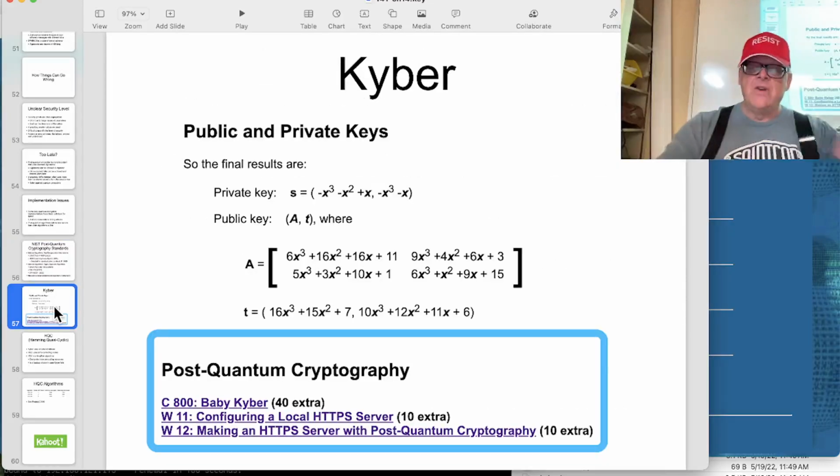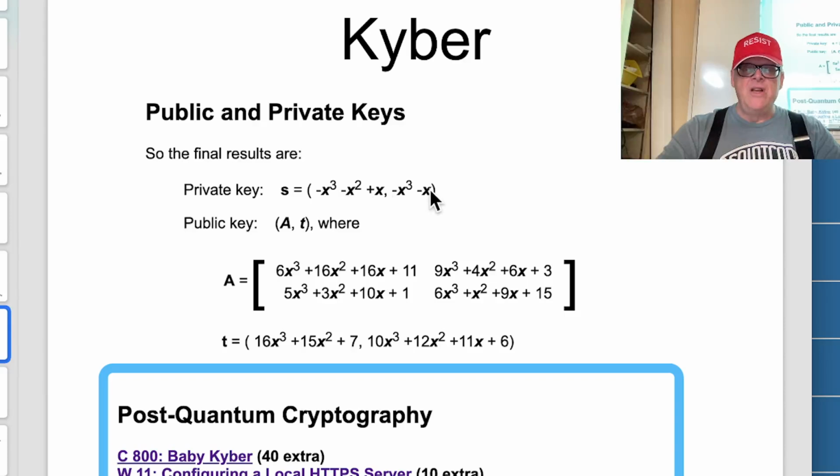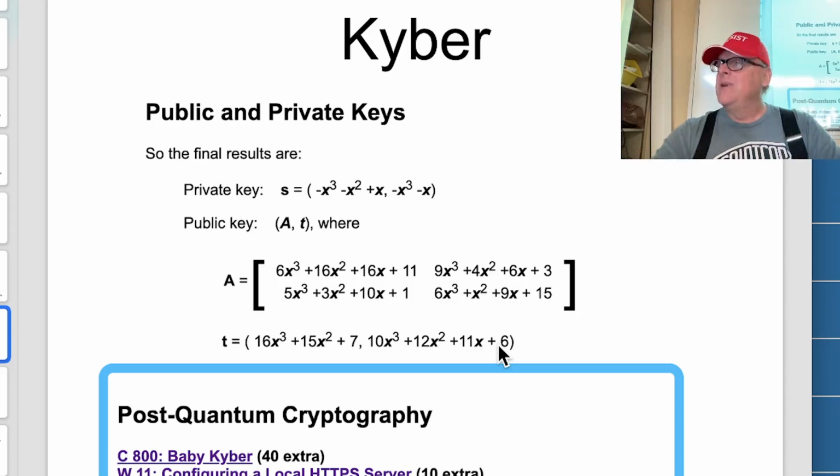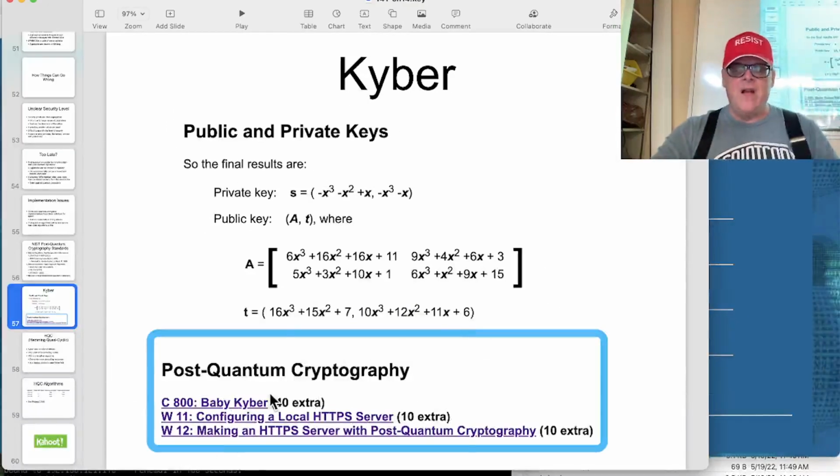All right, and so Kyber looks like this. You have these matrices of polynomials. And so your private key is just a polynomial of small parameters like this, x cubed, x squared, and x, and then another term, x cubed minus x, a vector with two polynomials. The public key is A and T. And A is a matrix of polynomials, and T is a vector of polynomials. So like I say, you have to be a little bit comfortable with vector and algebra calculations to do this. But anyway, I'll demonstrate these projects.